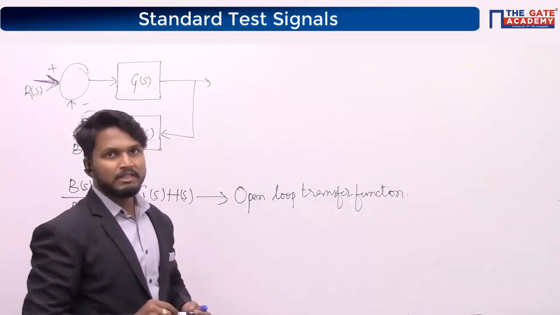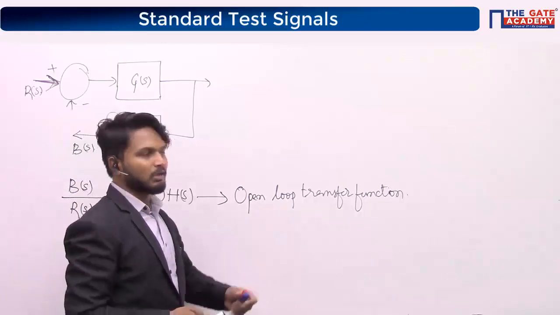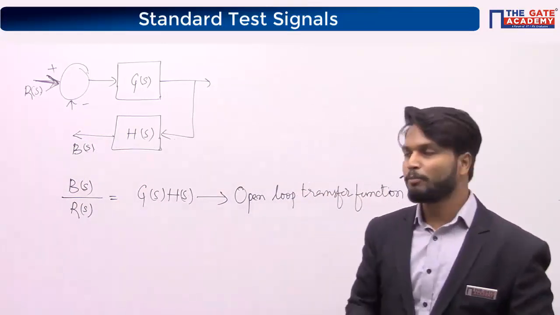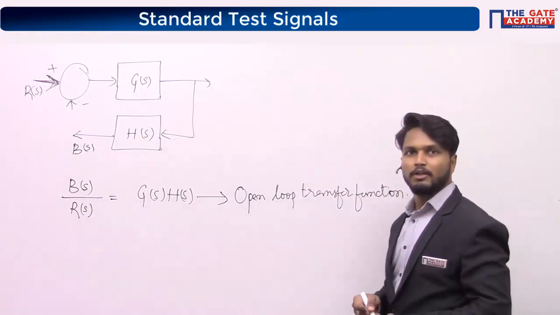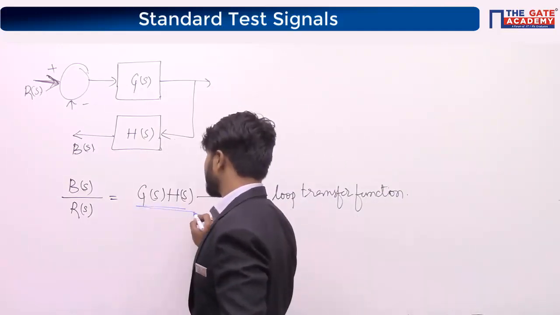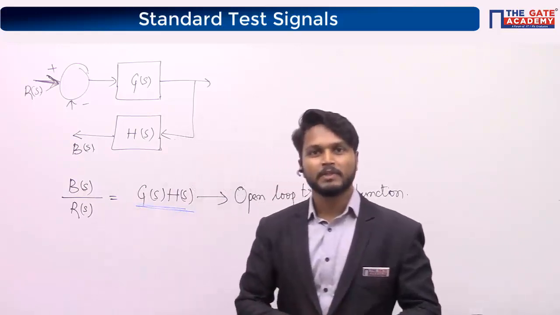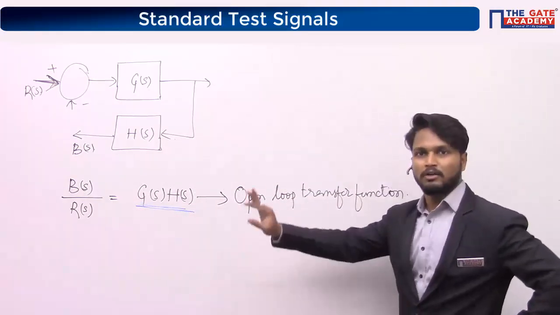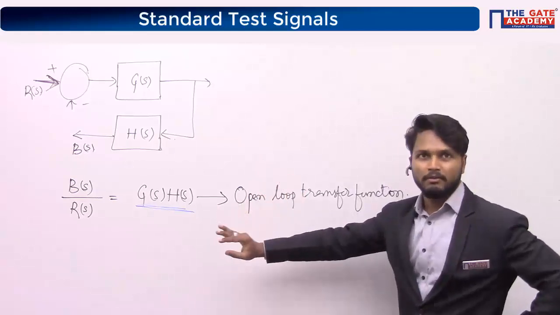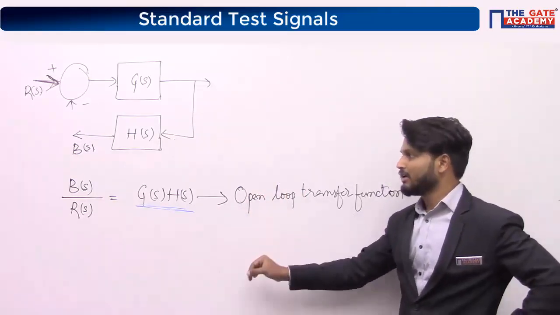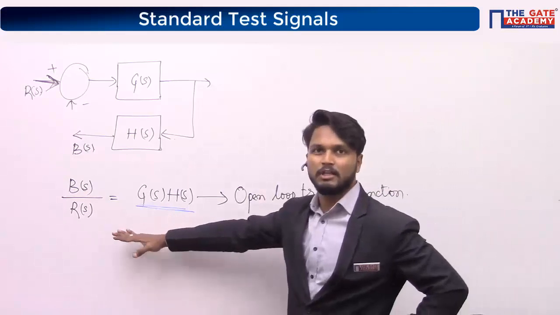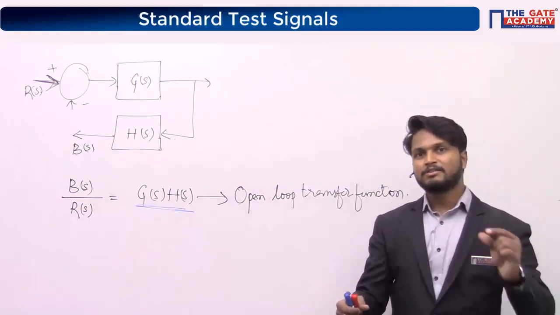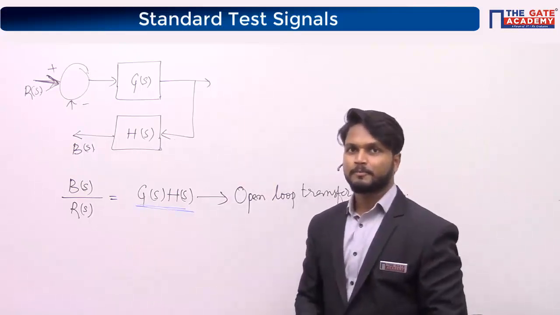So wherever we see open loop transfer function throughout our control systems lecture, we will use G of s H of s. Throughout our control systems course, wherever we see open loop transfer function, we consider it as G of s H of s. Is it clear? There is no effect of feedback here, right?